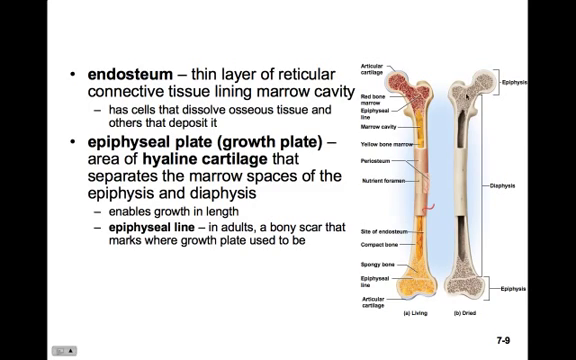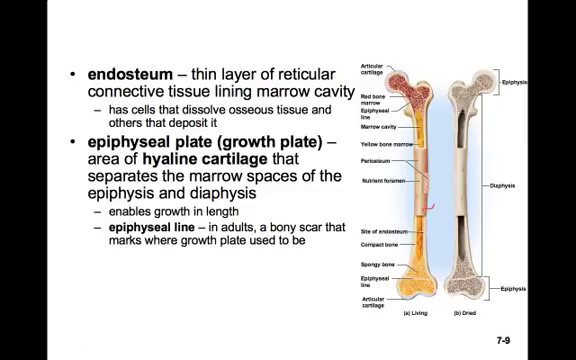Now, between the diaphysis and the epiphyses, we'll see an epiphyseal growth plate, or an epiphyseal plate. It's an area of mostly hyaline cartilage, and it separates the marrow spaces of the epiphyses and diaphyses. So even though the epiphyses are made of predominantly spongy bone, there's still space in this spongy material for marrow.